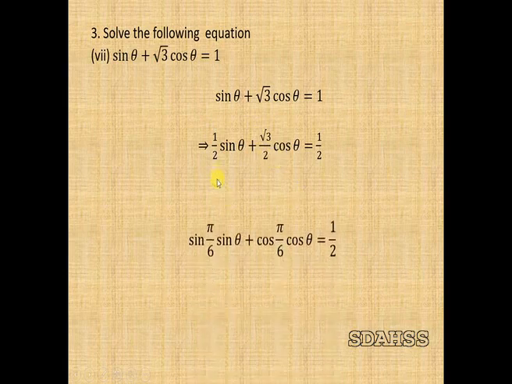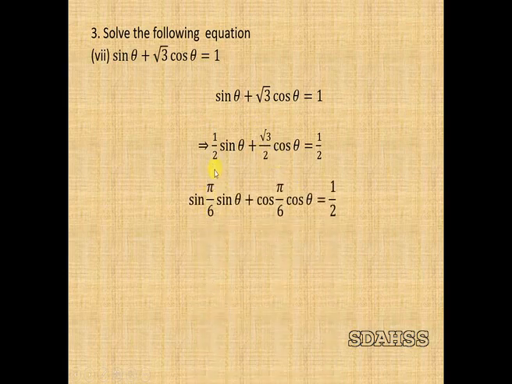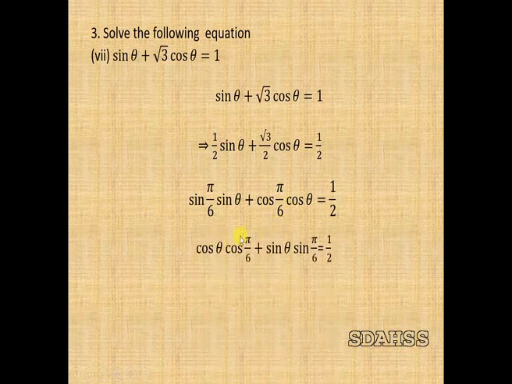We know that sin 30 is equal to 1/2. Sin 30 can be written as sin pi/6. So sin pi/6 into sin theta, and root 3/2 can be written as cos pi/6, into cos theta, is equal to 1/2. So we can write cos theta cos pi/6 + sin theta sin pi/6 = 1/2.